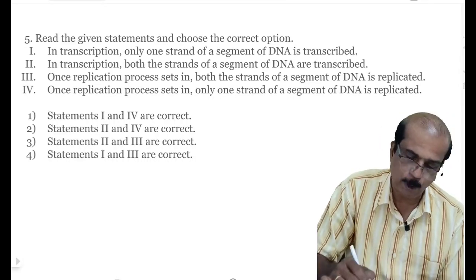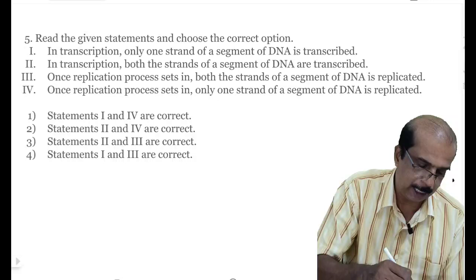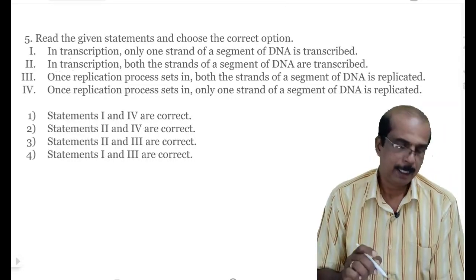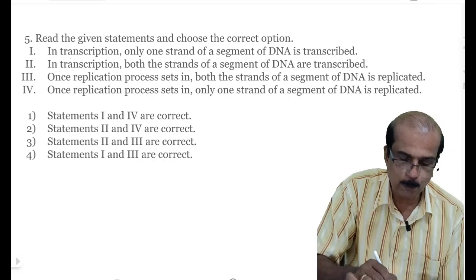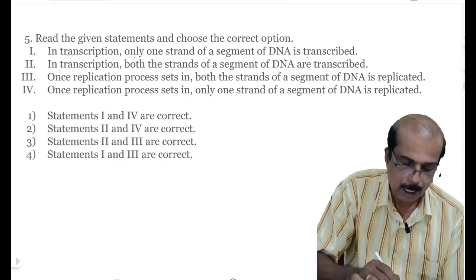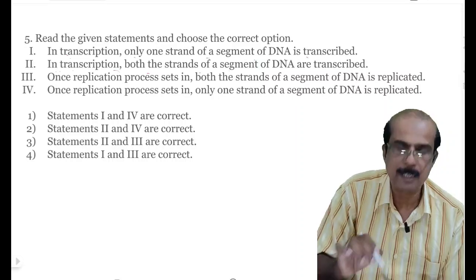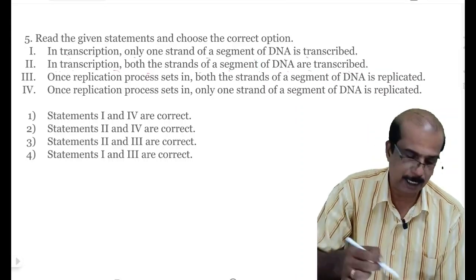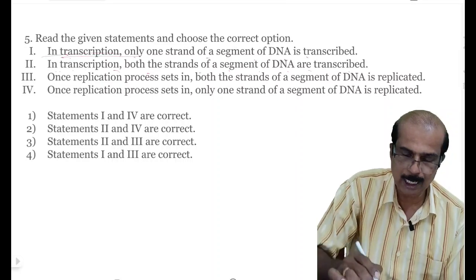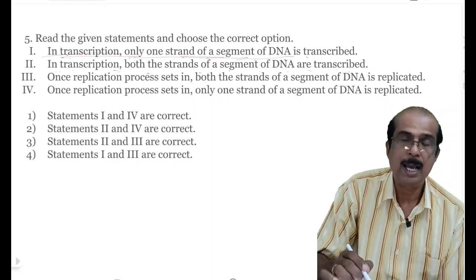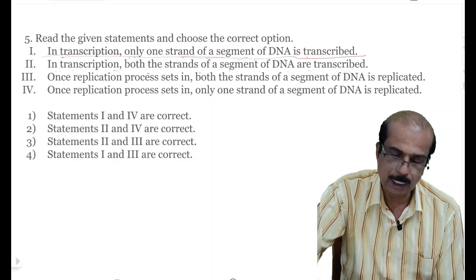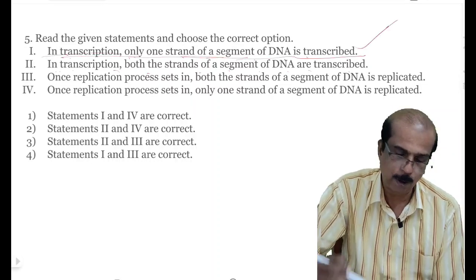If you examine the options, the first two statements are contradictory, so only one will be correct. In transcription, only one strand of a segment of DNA is transcribed. In transcription, both the strands of a segment of DNA are transcribed. We know that during transcription, only one strand of the DNA segment is transcribed, and the transcribing strand is known as the template strand. The first statement is correct, the second is wrong.